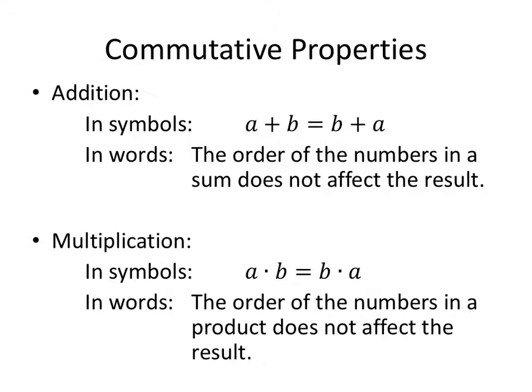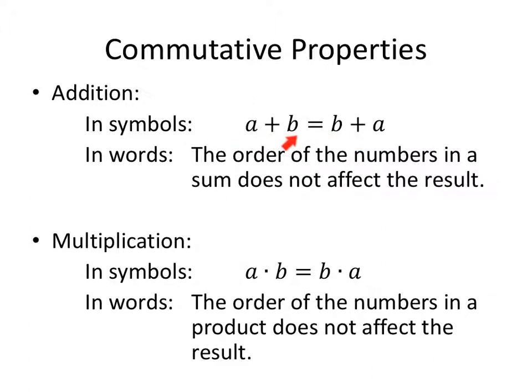Alright, so the commutative property. Think of it like commuting to work. You drive to work and then you drive back home, right? So in symbols, A plus B equals B plus A is the addition commutative property. In words, the order of the numbers in a sum, addition, does not affect the result.